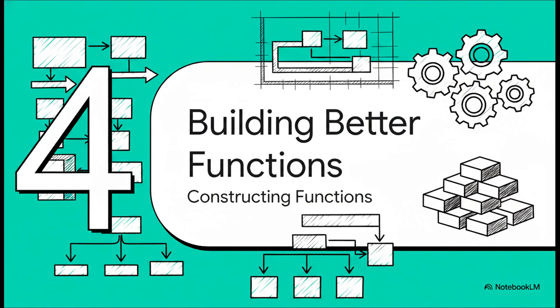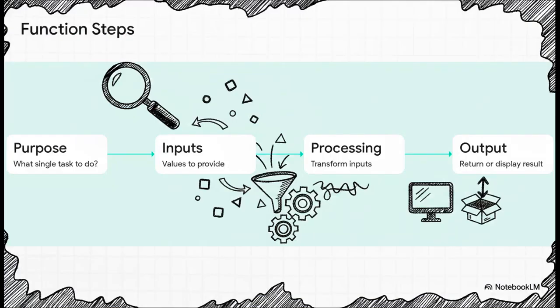All right, moving into section 4, building better functions. Whenever you sit down to actually write a function, you've got to walk yourself through these 4 logical steps. First up, purpose. Ask yourself, what single, highly specific task is this doing? A good function should absolutely never multitask.